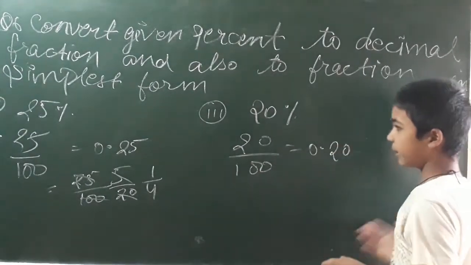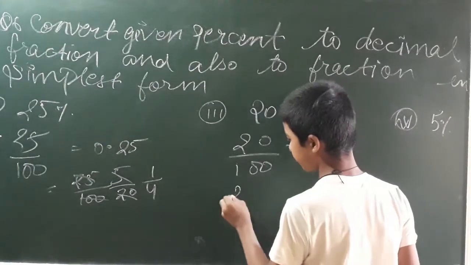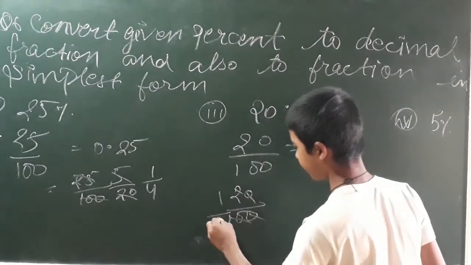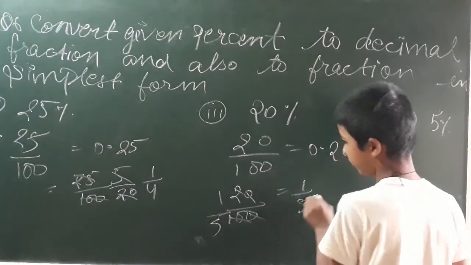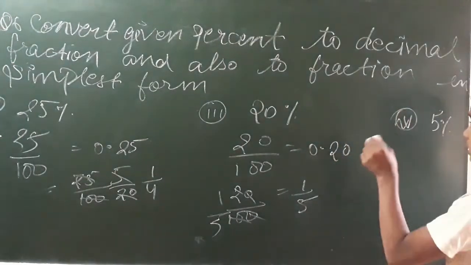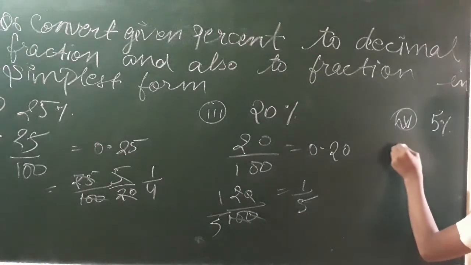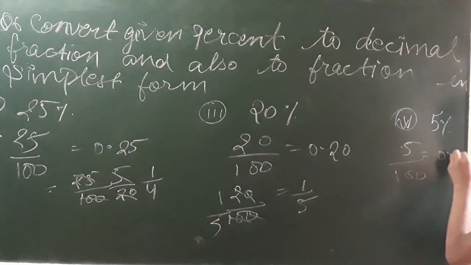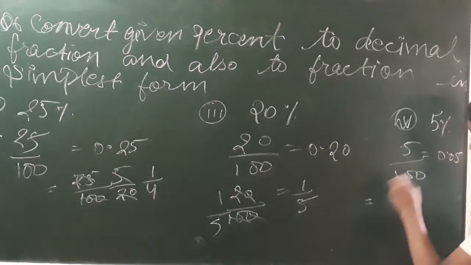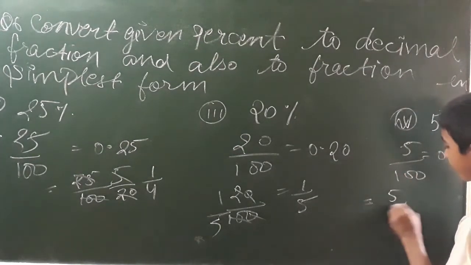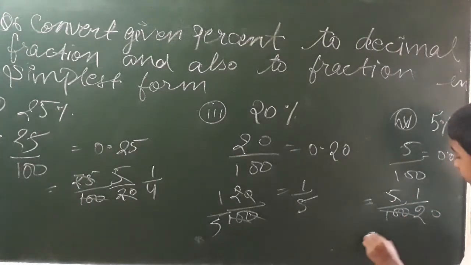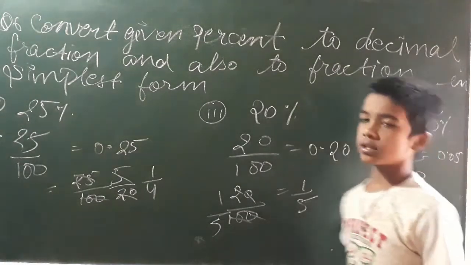0.20. In simplest form, the 0s cancel, 2 by 10 becomes 1 by 5. So the simplest form is 1 by 5. Now the fifth number, 5%, which is 5 upon 100, will be 0.05. In simplest form, 5 upon 100 is cut down to 1 by 20. So this is our answer, 1 by 20. This is the answer of the 6th number question.